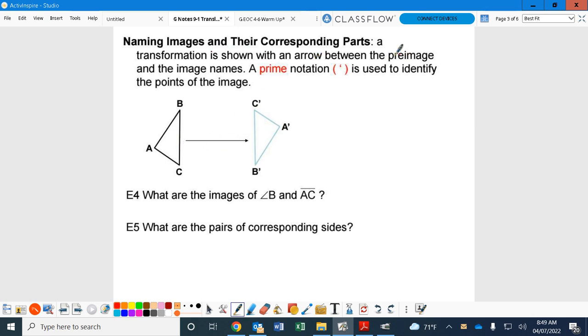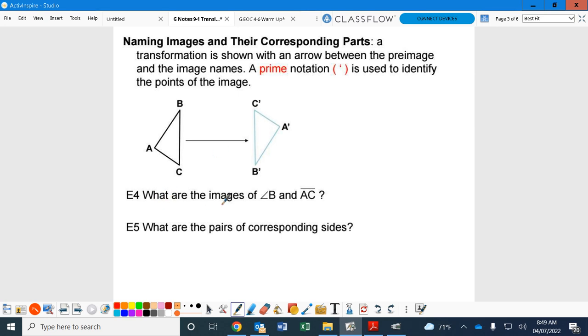Okay? The pre-image is here. The image is here. A prime notation, guys. This is a notation that y'all know up here, an apostrophe. This is called a prime notation in math. That little symbol will be after the letters once they do something to it. That just shows that's the one that's had the change done to it. That makes this one the image. That's how you identify it.